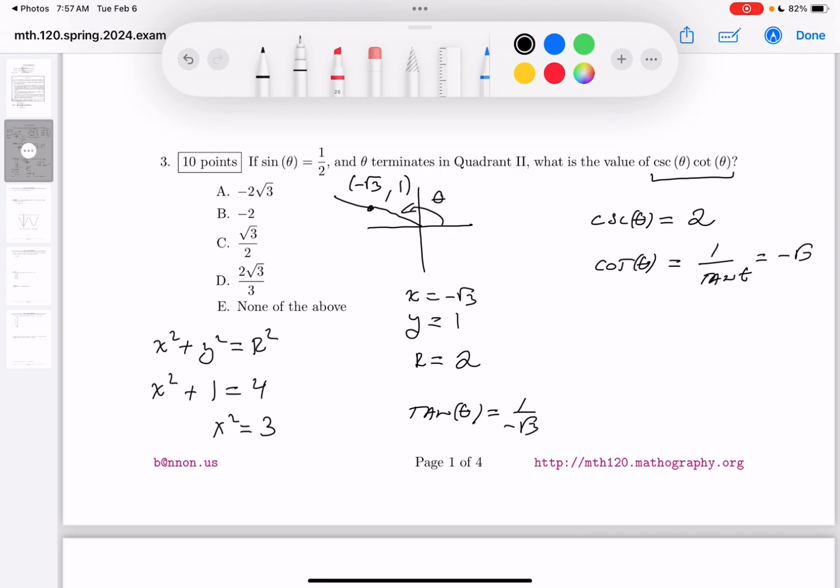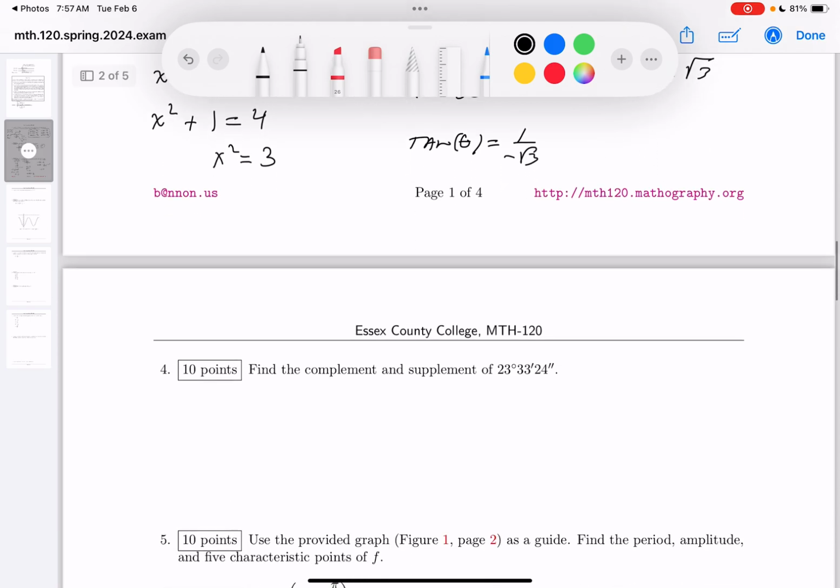So what do they want to do? Multiply them together. So what are you going to get? The result of this one over here is going to be minus 2 root 3. Time to look at the key, and do I see that? And I do. It's A. Let's go to the next question.